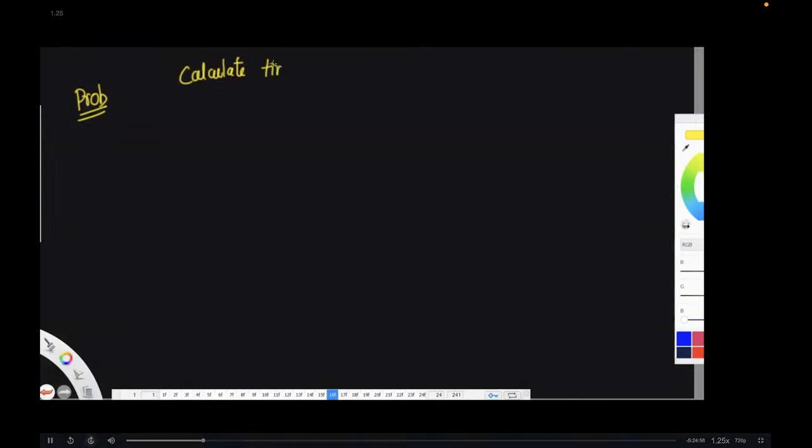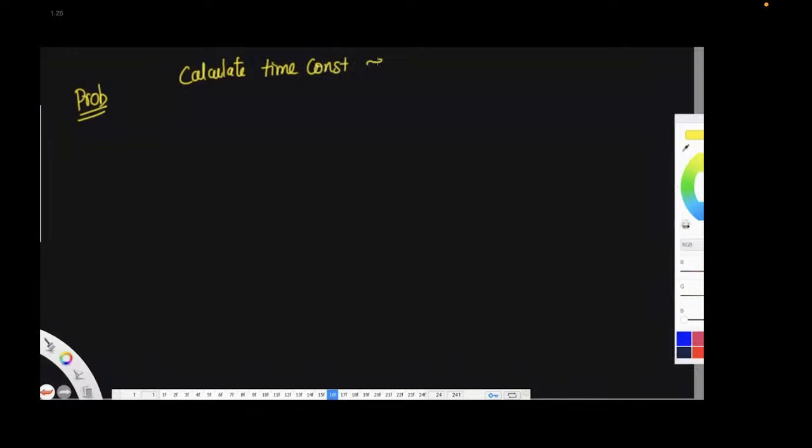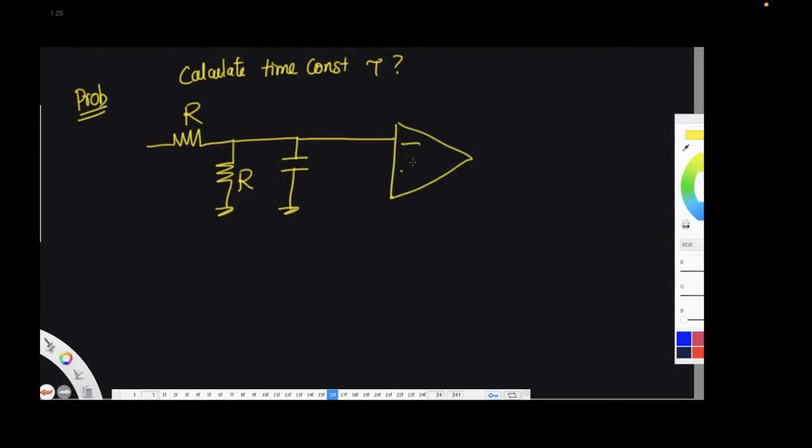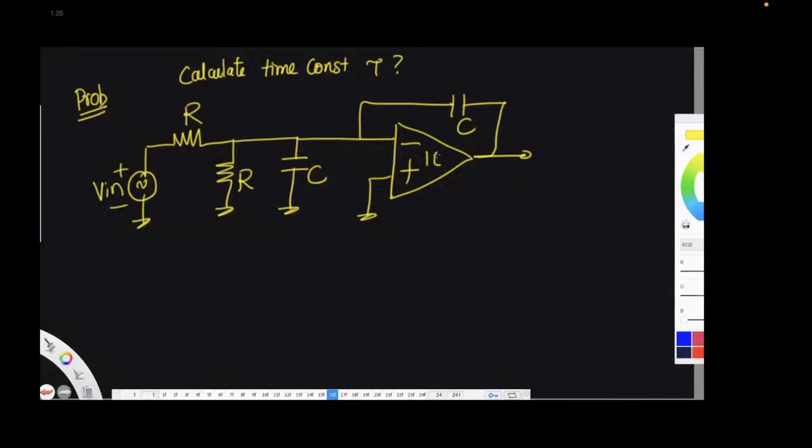The time constant tau. You are asked to calculate the time constant tau. So we have resistors and capacitors and an op amp here. And this op amp has some gain. Say it has 10 gain. So how are we going to solve this problem?